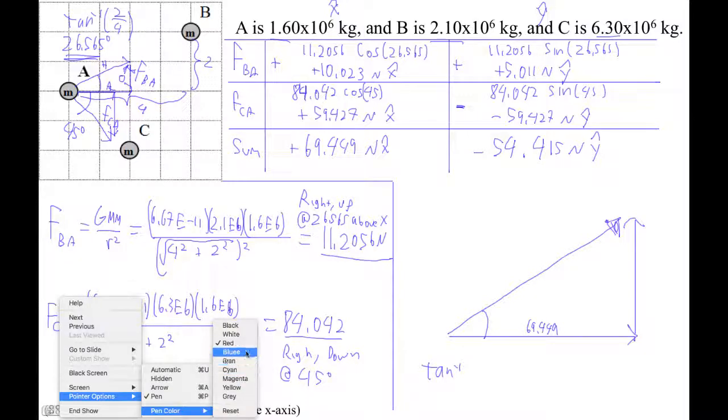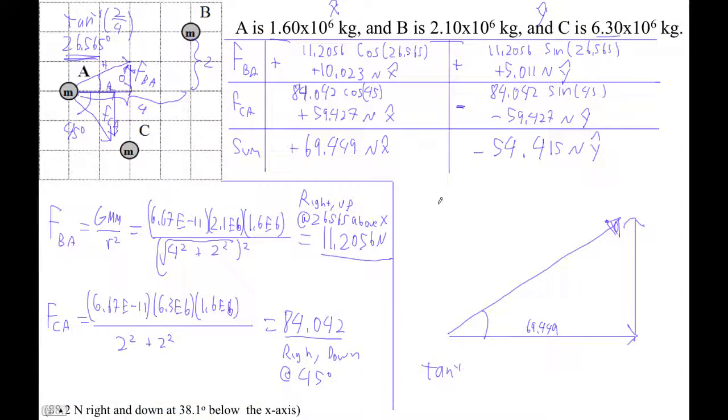So let's draw this thing correctly. I gotta go over, and then I have to actually go down. That's so sad. And I drew such a nice thing. So ignore the blue and look at the red here. Okay, so this angle is still going to be, so this is 69.449. This is minus 54.415. Okay, this is the real vector, so it goes over to the right and it goes down.